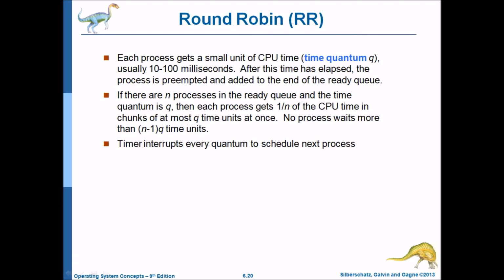After this time has lapsed, the process is preempted and added to the end of the ready queue. So if there are n processes in the ready queue and the time quantum is q, then each process gets 1 over n of the CPU time in chunks of at most q time units at once. So no process waits more than (n minus 1) times q time units.